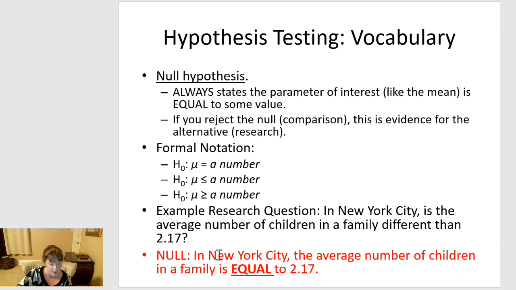There are no exceptions. And so from the example research question, in New York City, is the average number of children in a family different than 2.17? A possible null hypothesis would be that the average number of children is in fact equal to 2.17, right? You could say it's equal to or less than. You could say it's equal to or greater than, but it's always going to have that word equal there. The boring idea that the groups are not different. That in New York City, that group is not different than the entire US population as a whole. There are no effects.